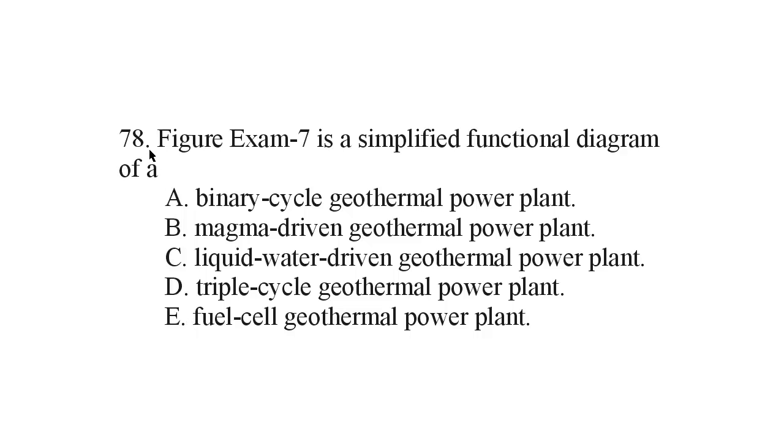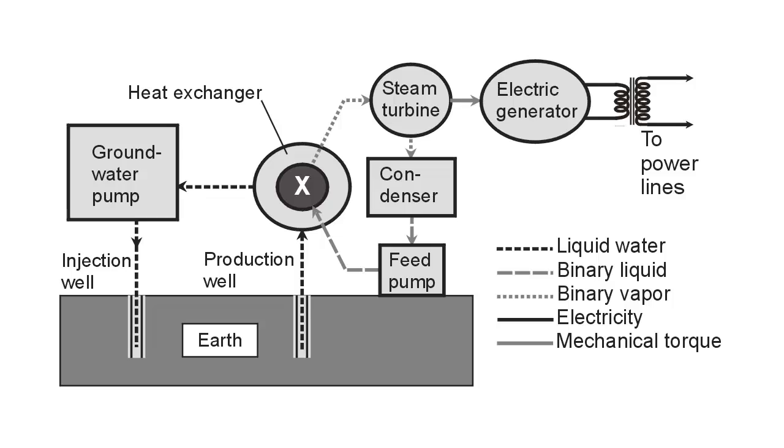So let's actually just take a look at figure exam-7, which I have rearranged the geometry of somewhat so that it'll fit a little better on the screen, but it's the exact same interconnection amongst the components. There's a groundwater pump, pumps water down into the ground, and then the production well comes up and produces energy for the heat exchanger, and guess what comes out of that heat exchanger? Steam. Drives a steam turbine, an electric generator, goes to the power lines.